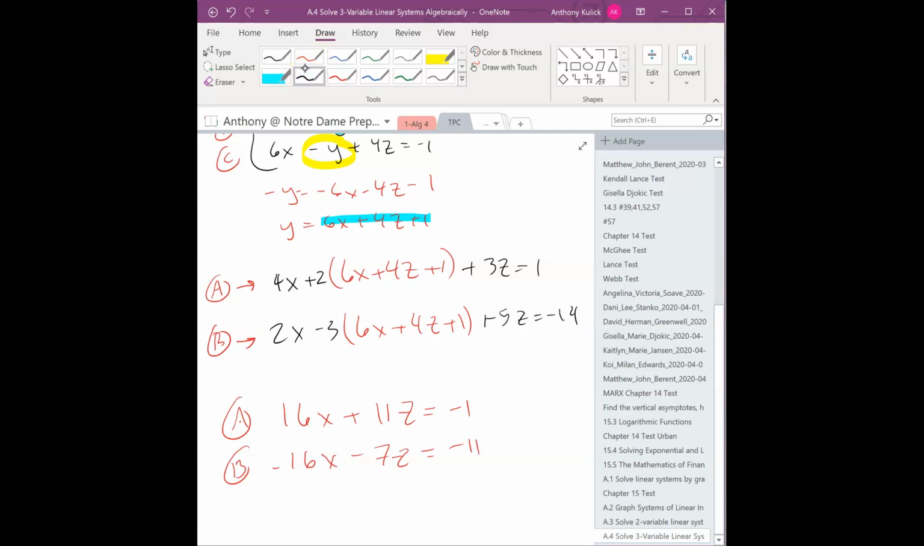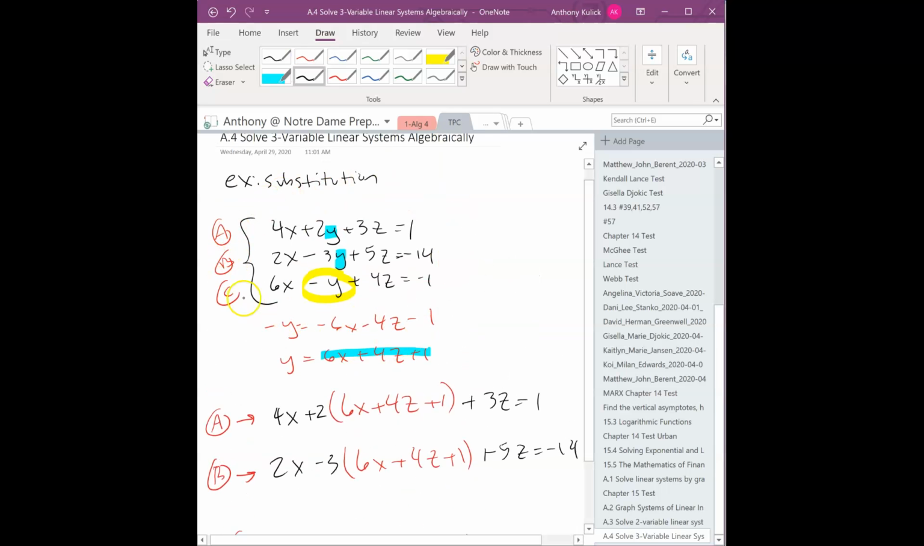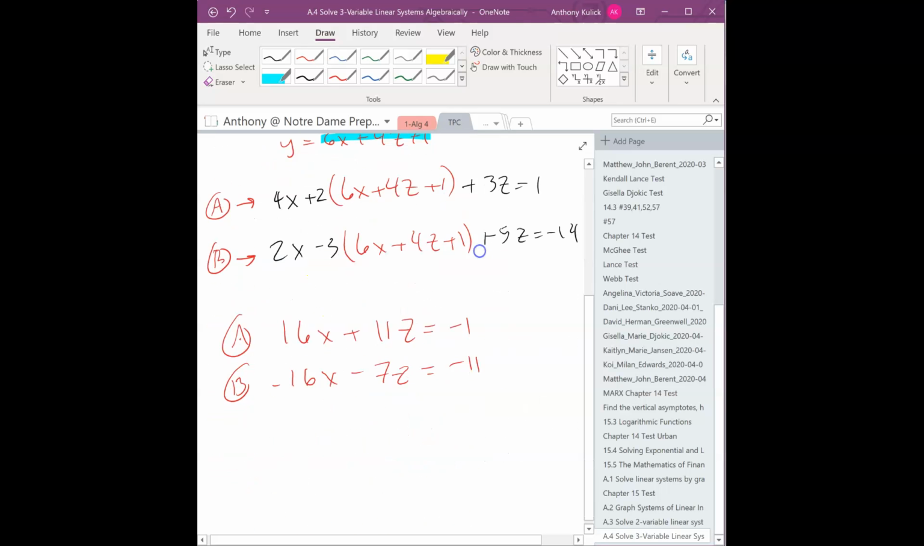And now I'm left with a 2-variable system. So now this becomes the same kind of problem as yesterday. So my first step, my first substitution, takes me from a 3-variable system with 3 equations and 3 variables down to a 2-variable system where I have 2 equations, A and B, and they both have x and z in them, just 2 variables. Very important that when you get to this step, you have the same 2 variables in each of your 2 equations. If that's not the case, you've done something wrong, and you should go back and check to find your mistake.